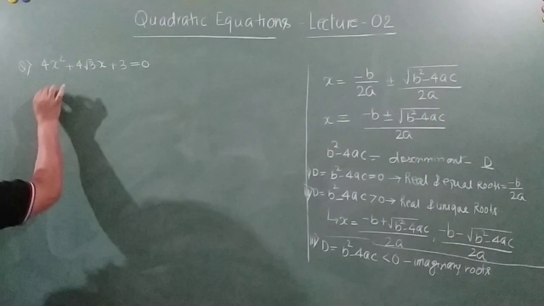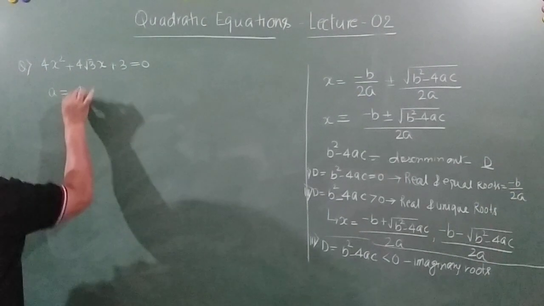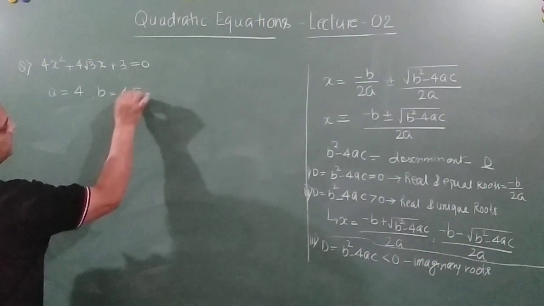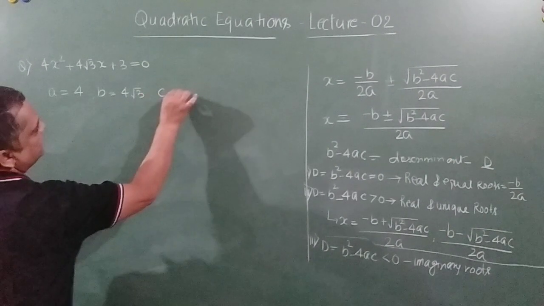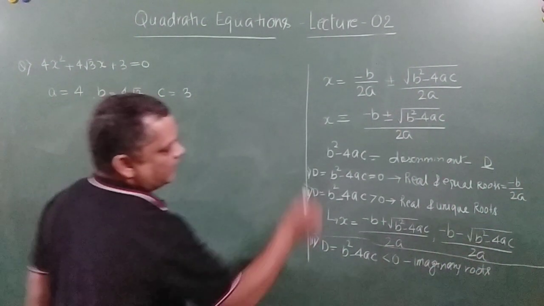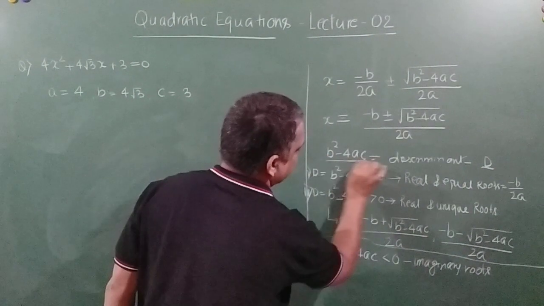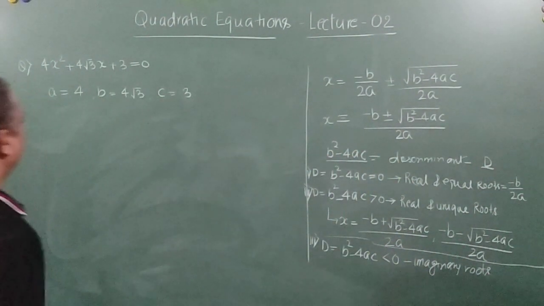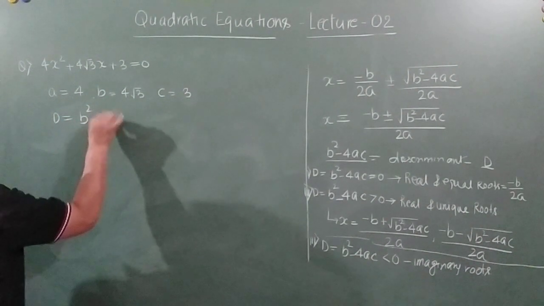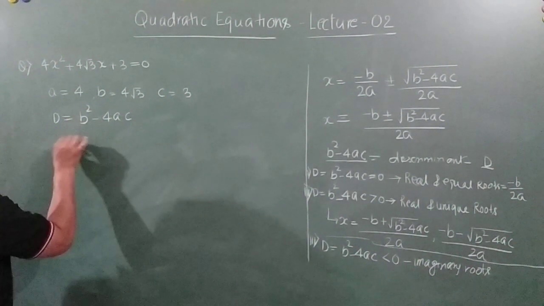Okay. So now first let us jot down what is a, what is b, and what is c. So what is a here, friends? a is nothing but 4. What is b here? b is nothing but 4 root 3. And what is c here? c is nothing but 3. Right. So we will come down. We will basically find out this first, b square minus 4ac. So d is equal to b square minus 4ac. Correct. This is what we have seen.